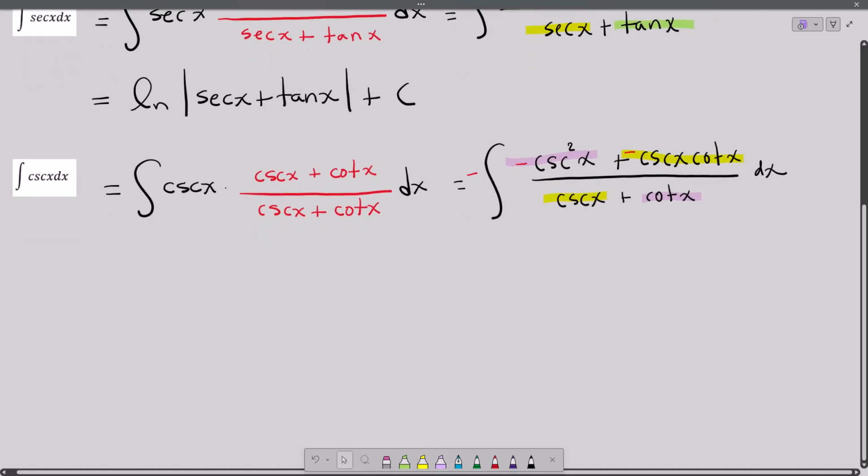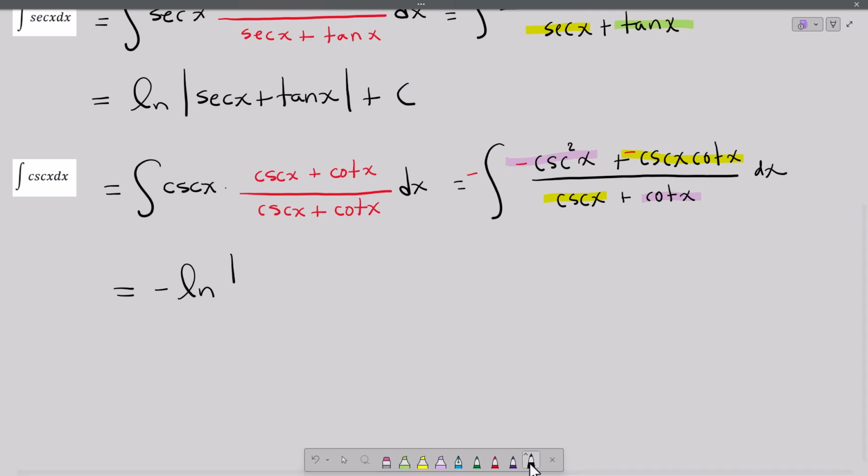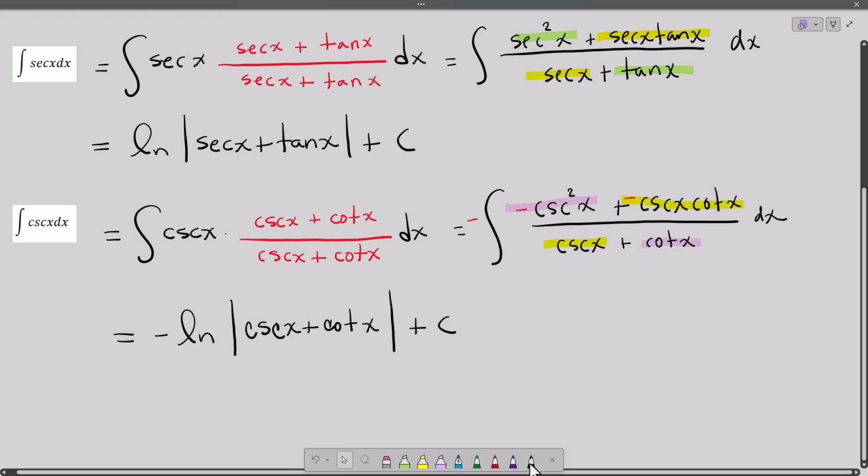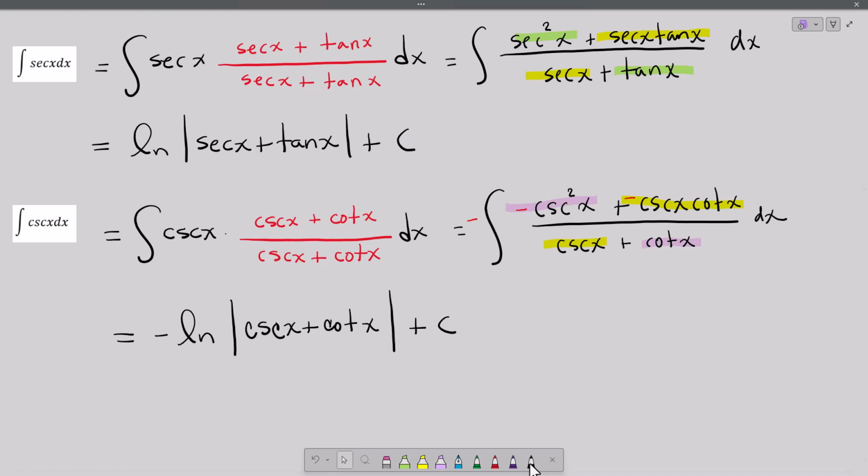Now the derivative of the denominator is the numerator, and we can say that the answer is minus natural log of cosecant plus cotangent plus c. So that's how you get the antiderivatives for secant and cosecant. All right. So log form, super important as we go forward.